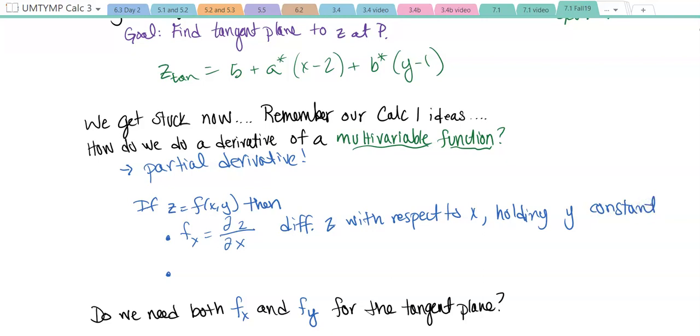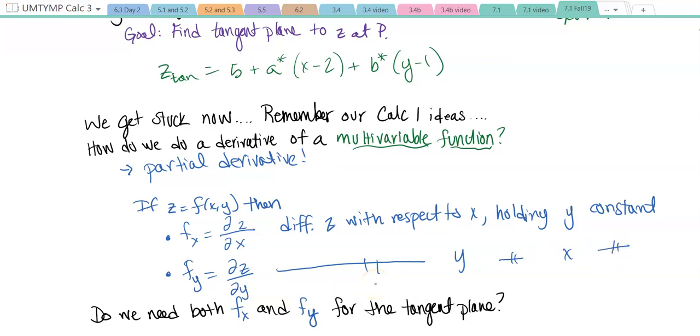Okay, so we differentiate as normal, except whenever we encounter a y, that is treated as a constant. So if we had just the derivative of y, that would differentiate to 0 because it's constant. Similarly, f sub y is equal to del z, or dz dy. And so again, this is all the same, except you differentiate with respect to y, holding x constant. And all those mean copy above.